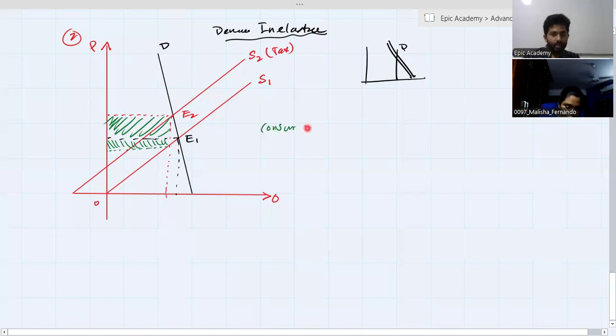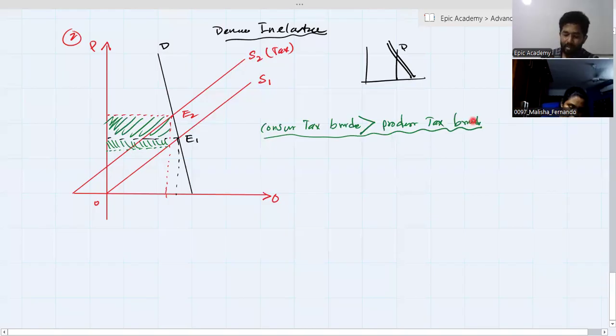The consumer tax burden takes a greater value than the producer tax burden. That's the situation.